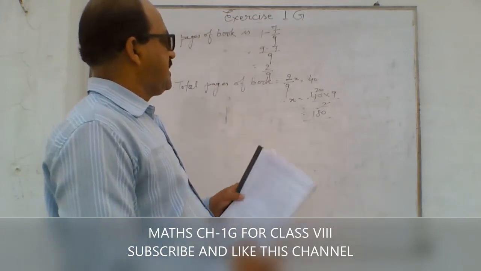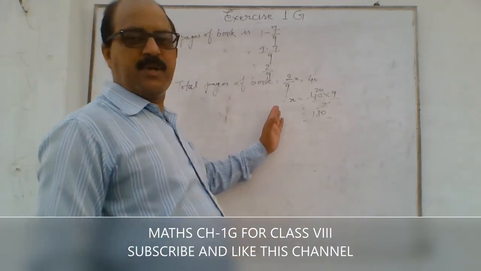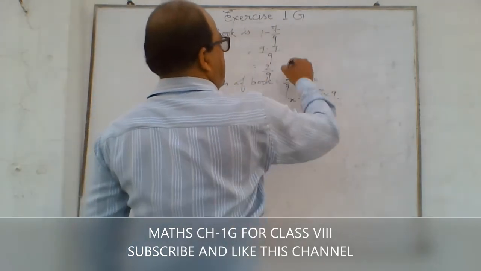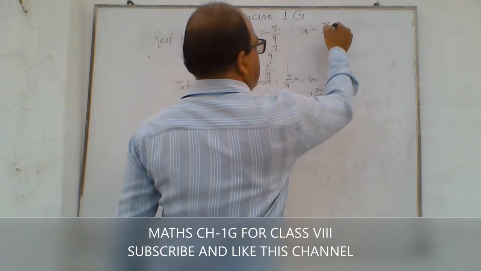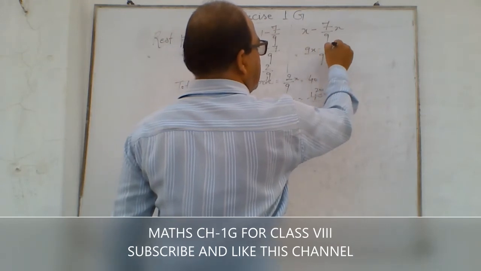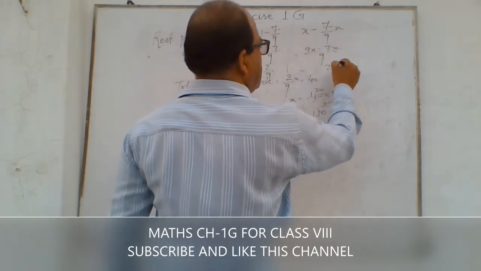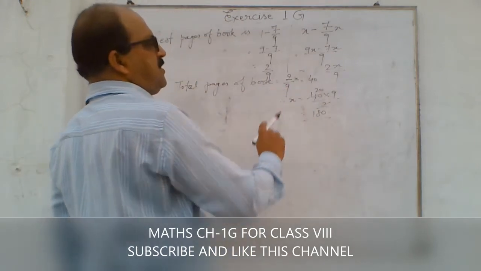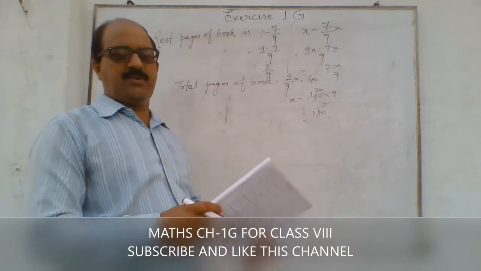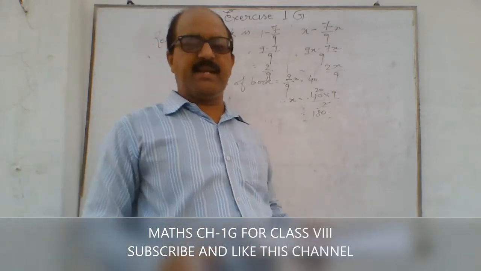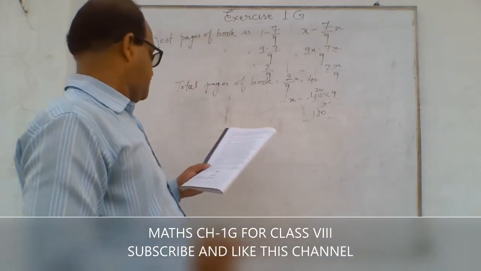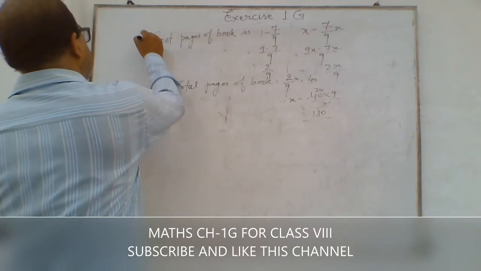You may write it, let the total number of pages be x, and then here x minus 7 by 9 x. Take the LCM, 9x minus 7x, and you will get 2x by 9, and from here you can solve it. Okay, so this process you can do, and in your next classes all questions will depend on this same process. This one, the question number 16.